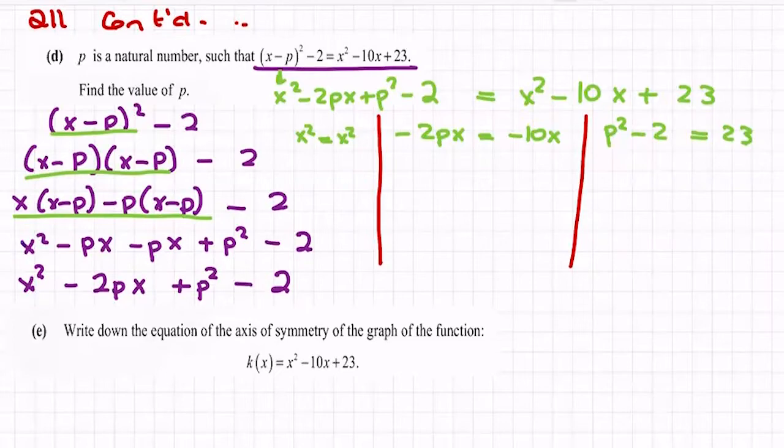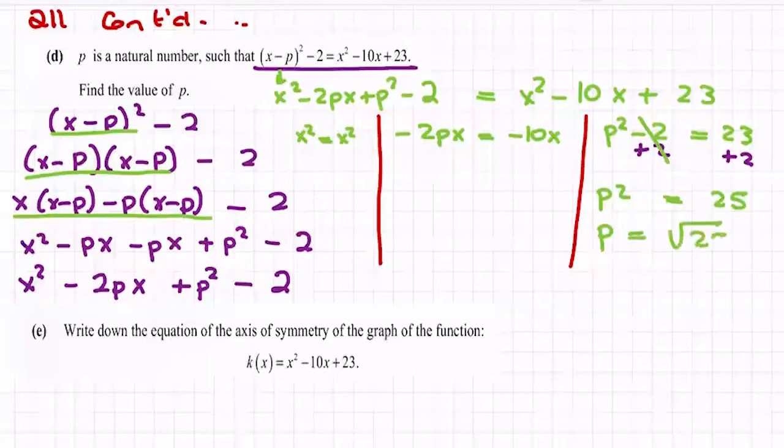Okay, so then you can solve either of these two. It doesn't matter which one you prefer the look of. Okay, let's do this one. Let's add 2 to both sides, so that you get p squared is equal to 25. Okay, 23 plus 2 is 25. And of course, the opposite of squared is square root.